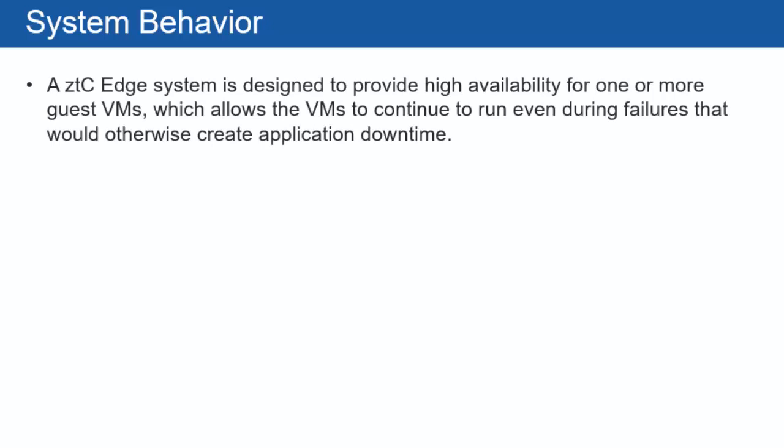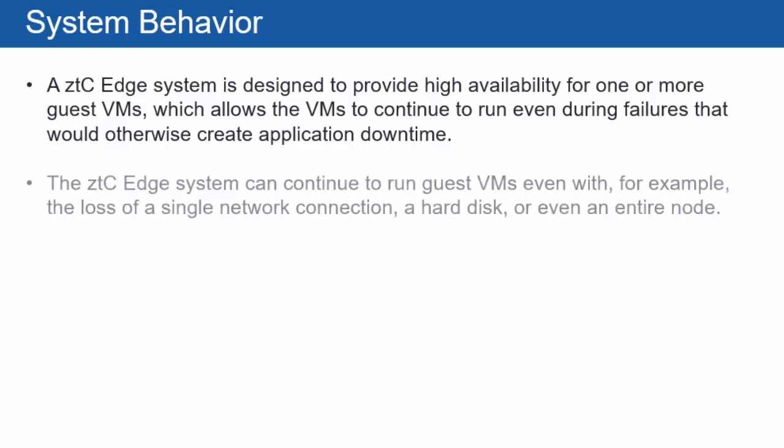Now let's look at typical system behavior. A ztC Edge system is designed to provide high availability for one or more guest VMs, which allows the VMs to continue to run even during failures that otherwise create application downtime. The ztC Edge system can continue to run guest VMs even with, for example, the loss of a single network connection, a hard disk, or even an entire node.